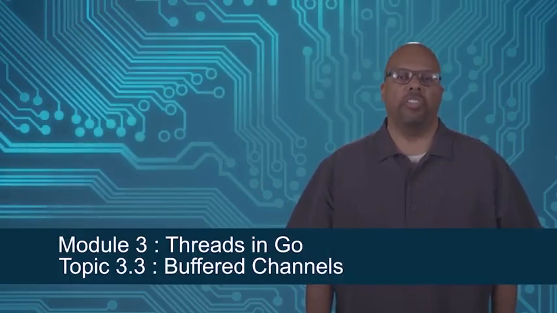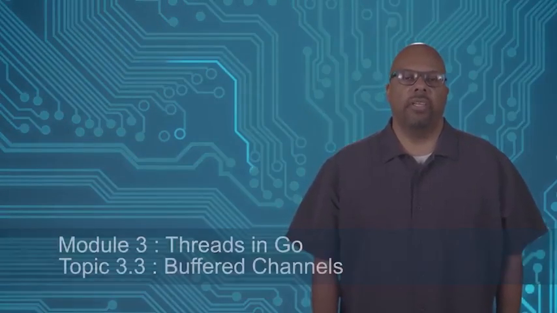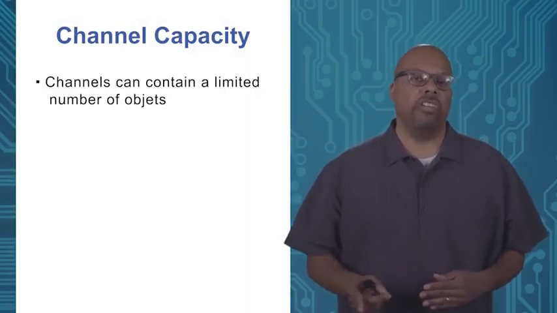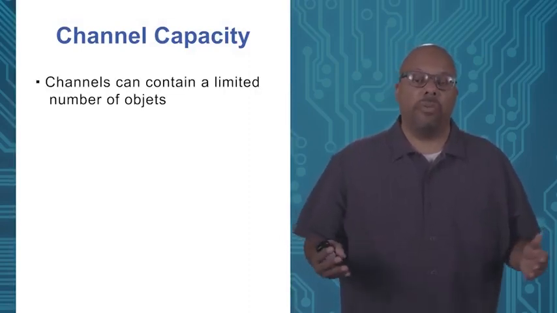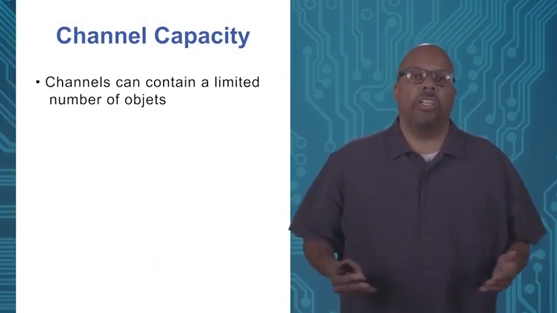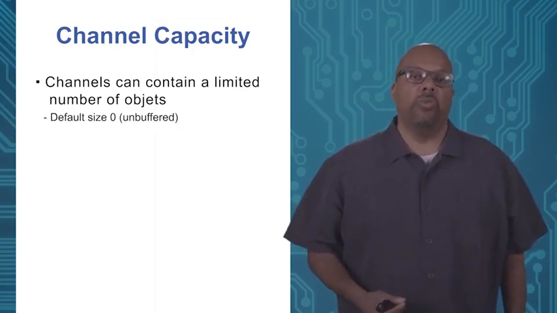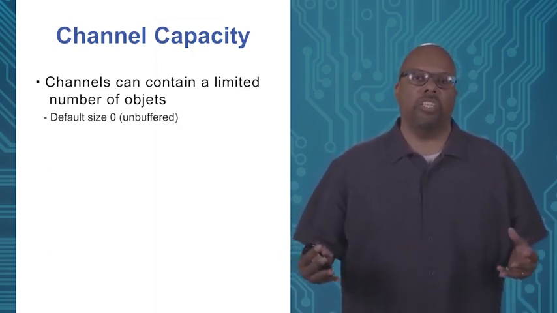Module 3, Threads in Go, topic 3.3, buffered channels. The channels that we talked about so far are the default channels, and they have no capacity to hold data in transit. But channels can have some capacity. Channels can contain a limited number of objects in transit if you want. The default capacity for a channel is 0, so it's unbuffered. But you can make what are called buffered channels, which actually have some capacity to hold data in transit.